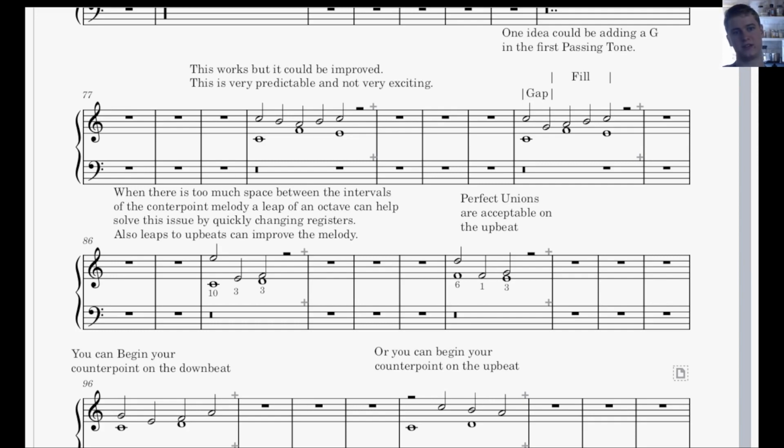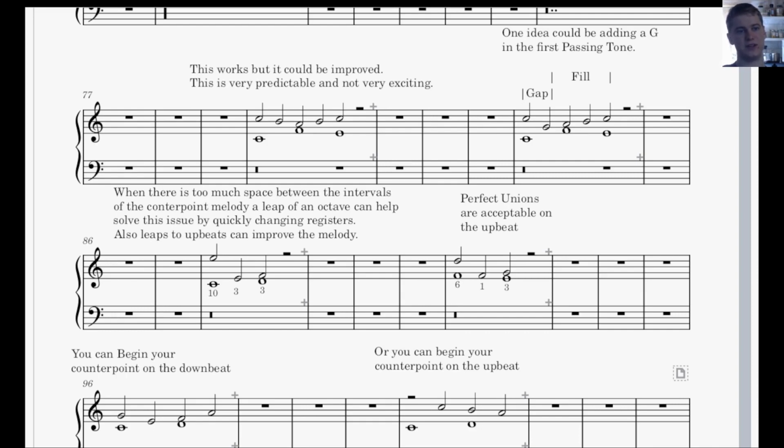In order to add some nuance in this phrase, while still highlighting the same notes, we can do a few things. One idea could be adding a G in the first passing tone. Adding this G in the first passing tone is going to add some excitement and help to induce the second half of the phrase more. C down to G creates a leap using the 2 most stable scale degrees, scale degrees 1 and 5.